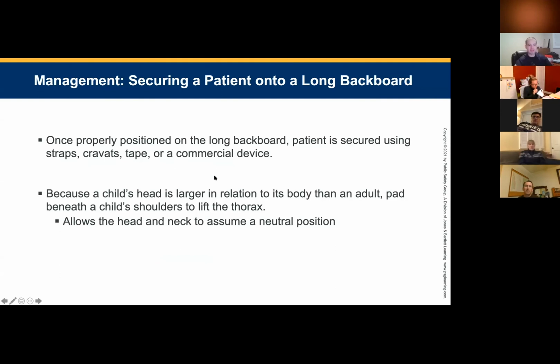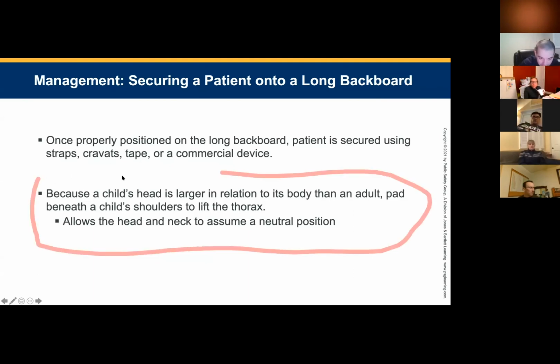And then, this is a very important concept, so let's take a few minutes to talk about it. In fact, I'm going to outline this because of how important it is. Children have really big heads, and their heads are larger proportionally to their body, which means what happens if we place a child supine on a backboard? What's their head going to do? It's going to tilt forward, their chin towards their chest. Absolutely. So the chin is going to come towards the chest.